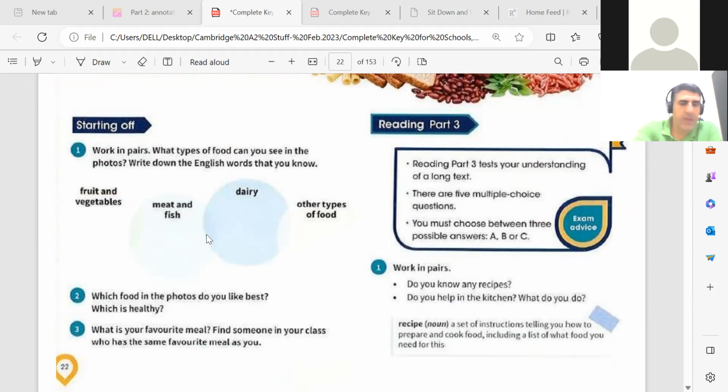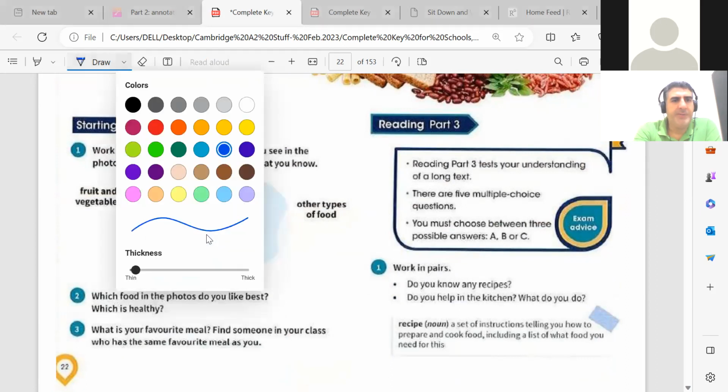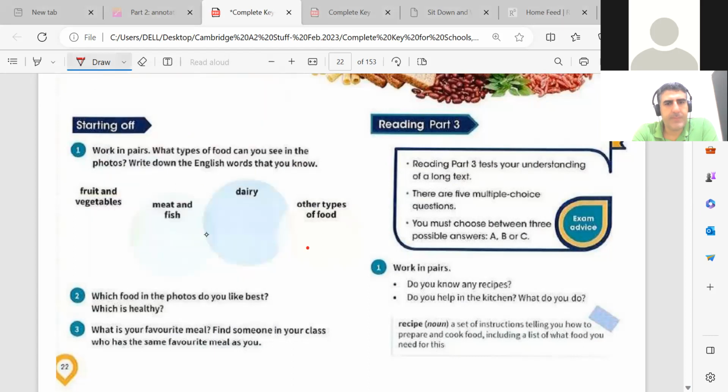What does dairy mean? Dairy, I think... I'm not sure about it. Dairy like yogurt, like milk, like cheese. Any food made from milk. Any food, cheeses, yes, dairy products. Okay, dairy products. Dairy.